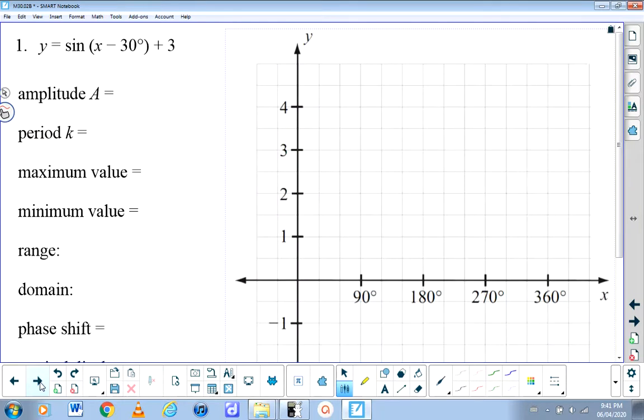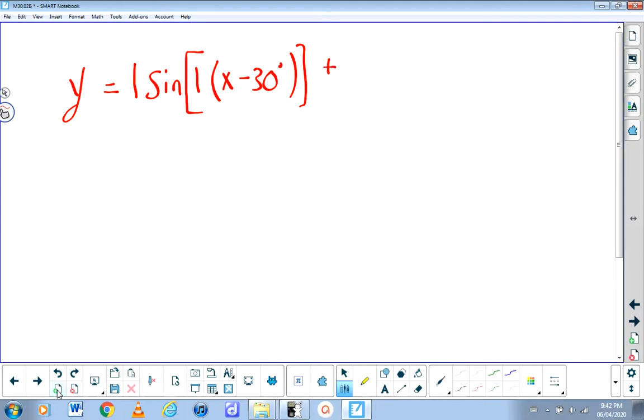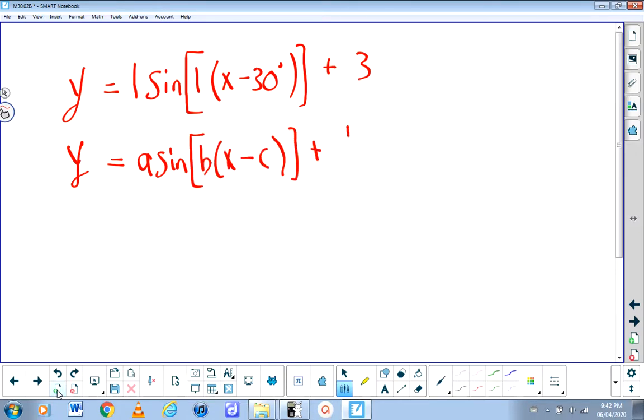Well, before we actually get started, maybe we should talk about the function y equals sine of x minus 30 degrees plus 3 in terms of parameters. If I have y equals sine, I can write that as y equals 1 sine. And if it's sine of x minus 30 degrees, then I can write that as sine of 1 multiplied by x minus 30 degrees. And then we have plus 3. So when we compare this to our template, y equals a sine b bracket x minus c end bracket plus d, it becomes pretty clear what a, b, c, and d are. a is 1, b is 1, c is 30 degrees, and d is 3.